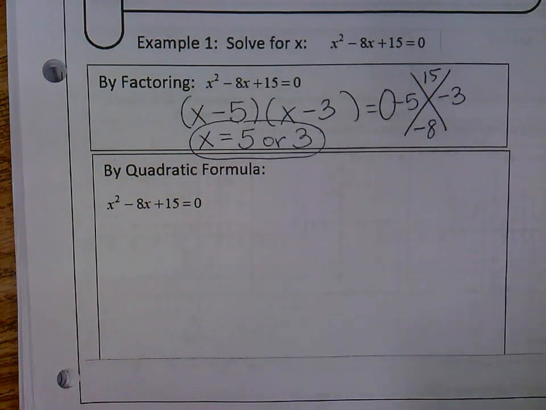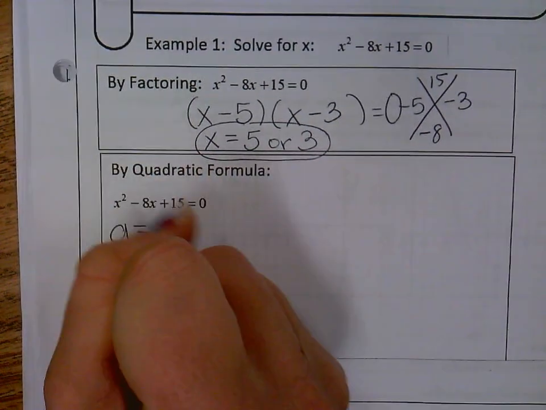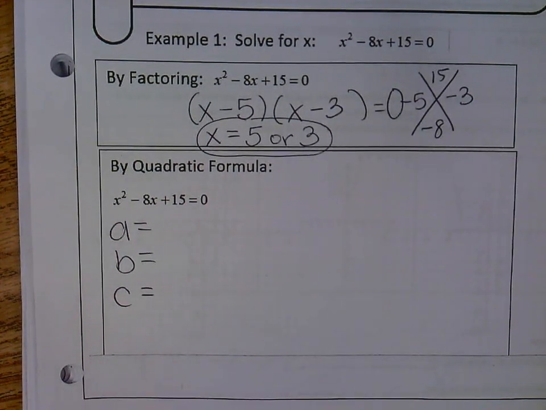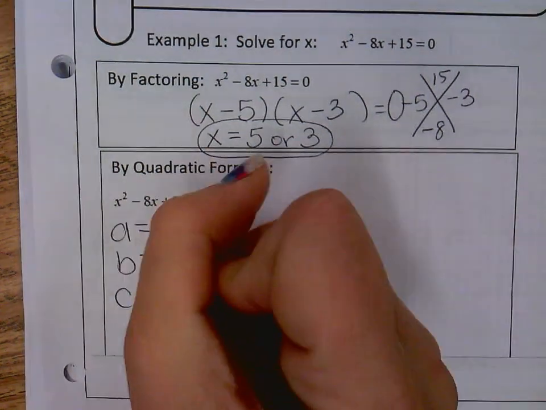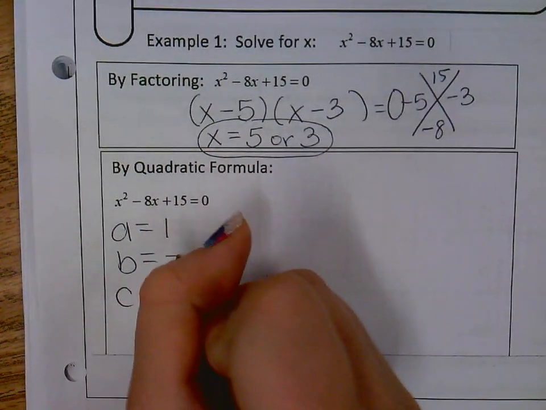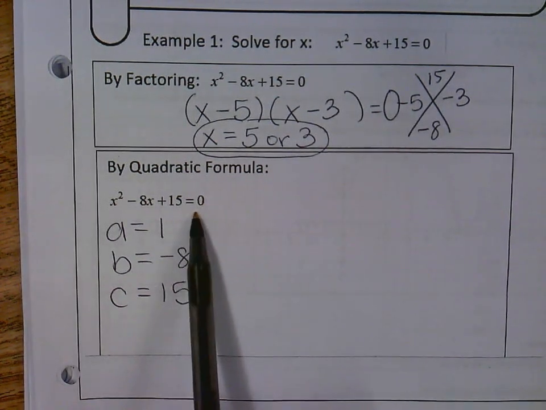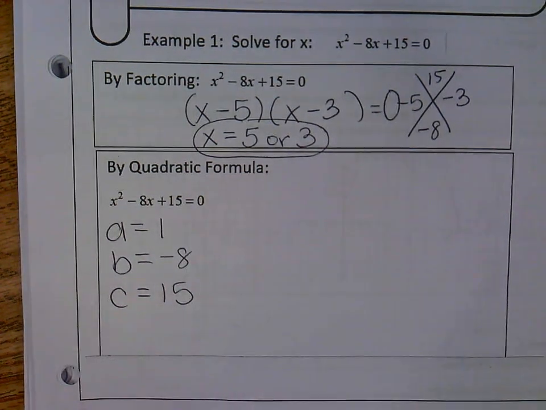So I like to label what A, B, and C are before I start. What is A in this problem? 1. B is -8, and C is 15. And I'm just noticing that, yes, this is equal to 0. So I'm ready to use the quadratic formula.